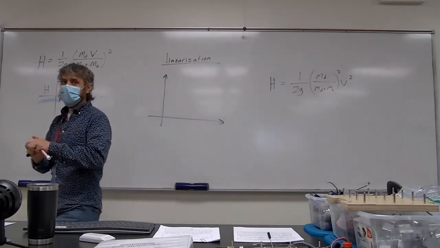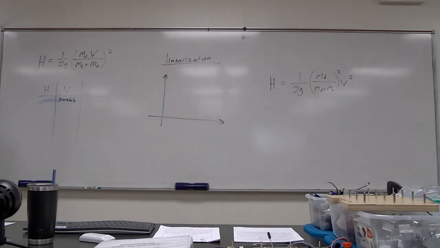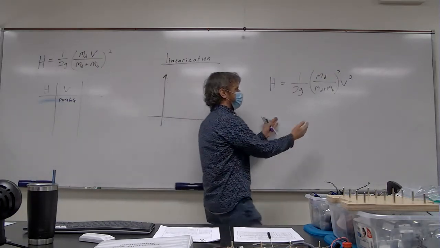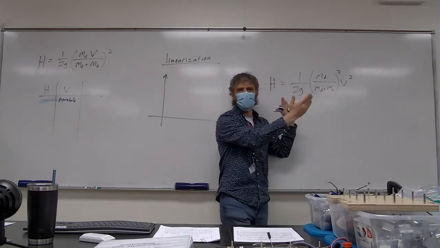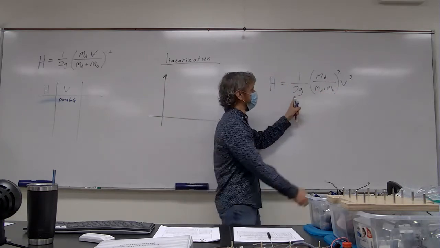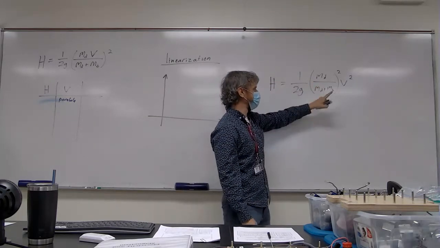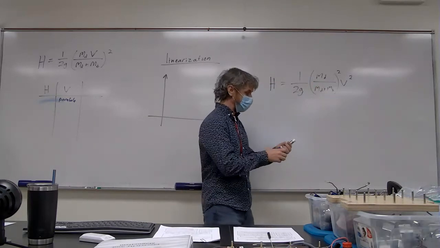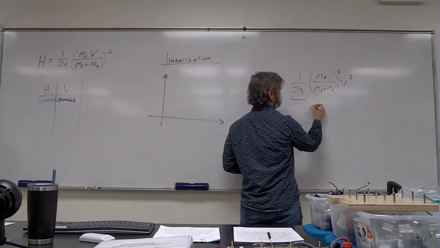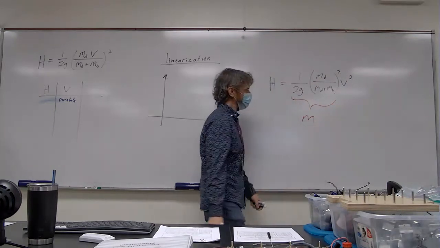When you're linearizing, you probably want to do that. It'll make it a little easier. Because if I note, yeah, there's a lot of junk here, but it's all constant, right? Everything that's not blue is constant. G is constant, mass dart, mass block, all constant. So this is my m in my y equals mx.